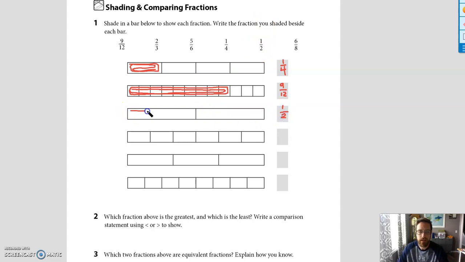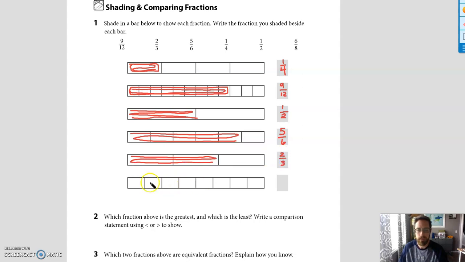So our denominator tells us how many equal parts our whole is broken up into, and our numerator, the top number, tells us how many of those parts we're looking at or how many of them are shaded. So here, 1, 2, 3, 4, 5, so 6 total parts, and I want to know 5 of those 6 parts. So 5/6, and I'll write the fraction over here. The next one's broken up into thirds, so I'm looking at 2 of the 3 parts, and they have to be broken up into equal parts.